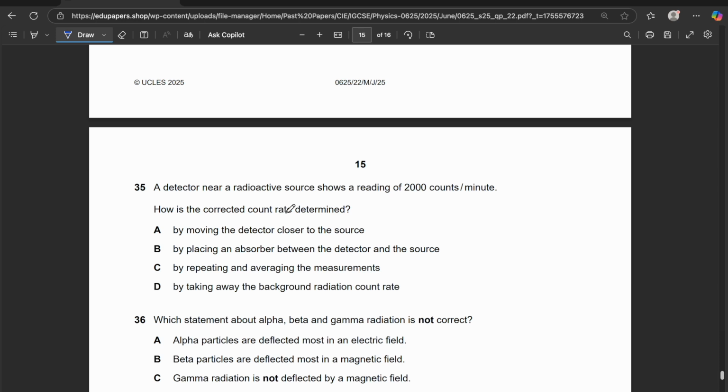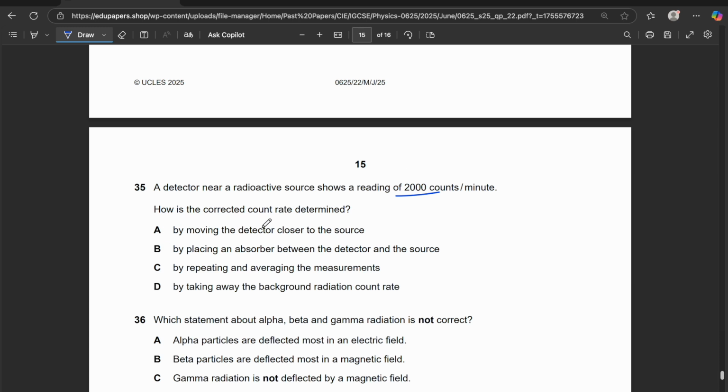So you need to know that this contains background radiation. So if we want the correct one, then we need to exclude the background radiation. How to exclude that? Well, we can put the source away and just measure without the source. We get the background radiation and we subtract that from here.